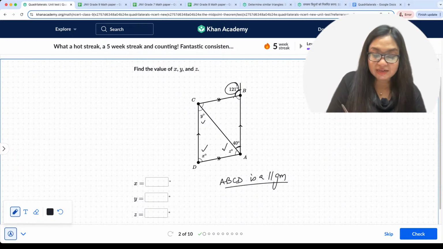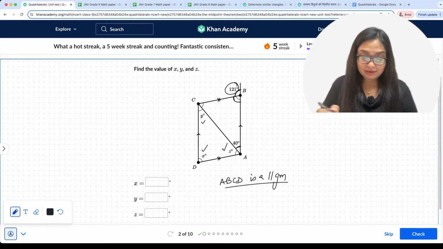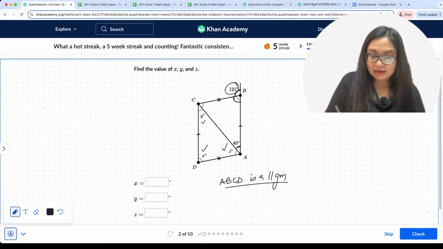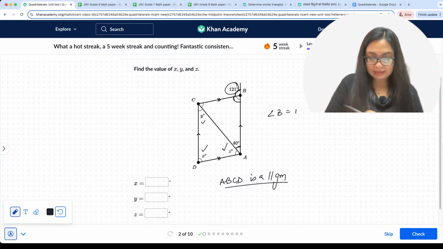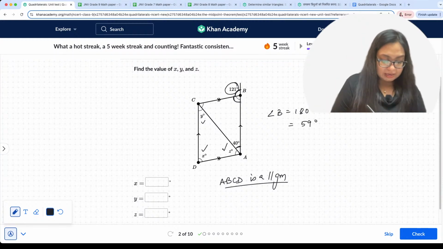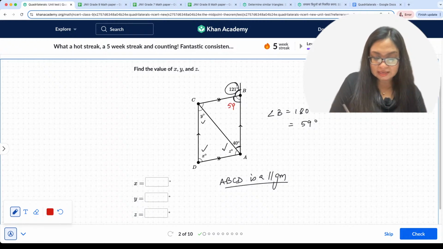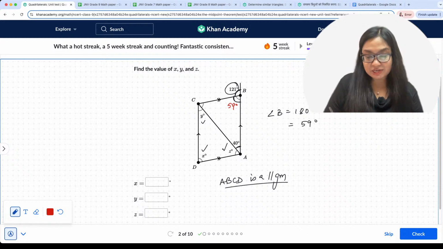तो इंटीरियर एंगल क्या होगा, इसका कॉम्प्लीमेंट, इसका सप्लीमेंट्री एंगल हो जाएगा, राइट? So I can say that angle B बराबर कितना हो जाएगा, 180 माइनस 121, that is 59 डिग्रीज. ठीक है, तो ये एंगल हमारे पास 59 डिग्रीज आ गया. Now opposite angles of a parallelogram are equal, तो x बराबर भी 59 डिग्रीज आ जाएगा, x बराबर 59 डिग्रीज.